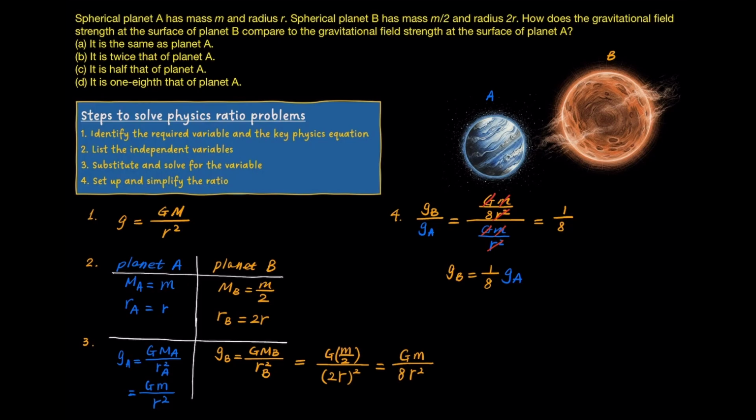And there you have it. By doubling the radius and halving the mass, planet B's gravitational field ends up being exactly 1/8 that of planet A.